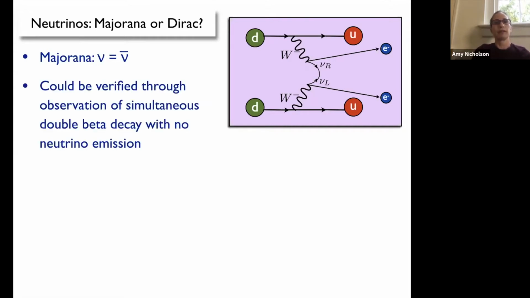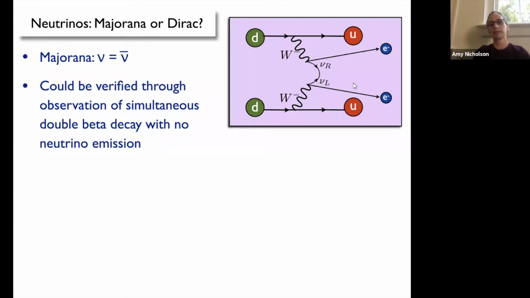We could verify this through the following process. This is a schematic of a diagram involving elementary particles. We have two down quarks. They can produce a W boson and turn into an up quark. The W boson then undergoes a transformation to an electron plus a neutrino. This occurs at both of the beta decay diagrams here. Then if you have Majorana neutrinos, the same neutrino that's produced in one can become absorbed as an antineutrino in the second one, because the neutrino and antineutrino are not distinct particles.